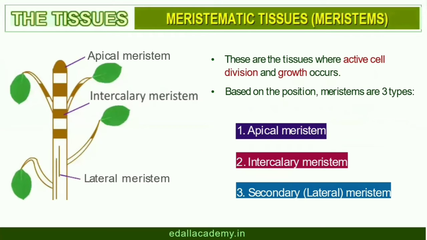Type 1. Meristematic tissues. Growth in plants is largely restricted to specialized regions of active cell division called meristems, from the Greek word meristos meaning divided. Plants have different kinds of meristems. The meristems which occur at the tips of roots and shoots and produce primary tissues are called apical meristems.